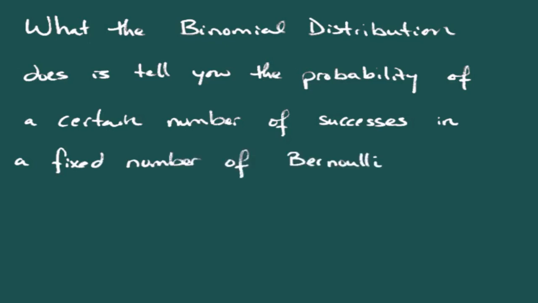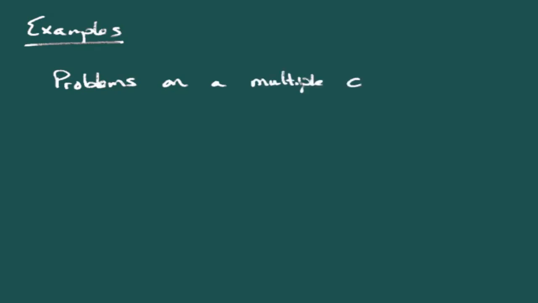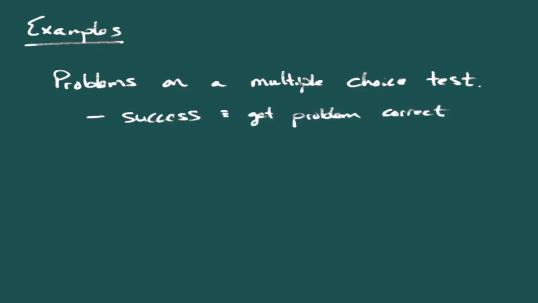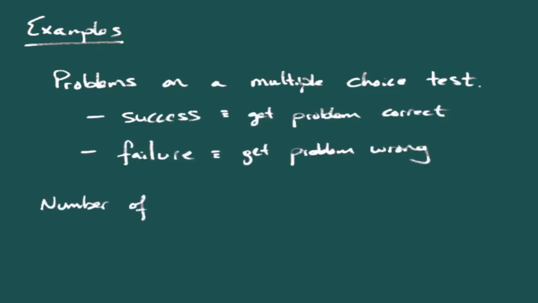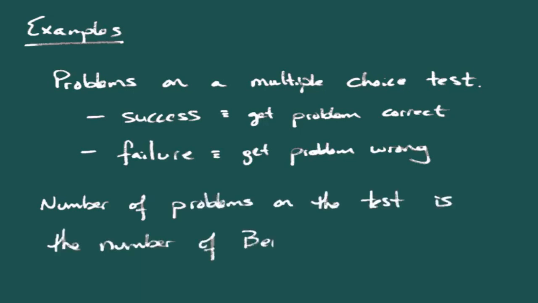So some examples of where the binomial distribution might pop up. The first one really just being problems on a multiple choice test. So the Bernoulli trial just being success that you get the problem correct, and failure being that you don't get the problem correct. The number of problems on the test then are really just the number of Bernoulli trials that we have going on.